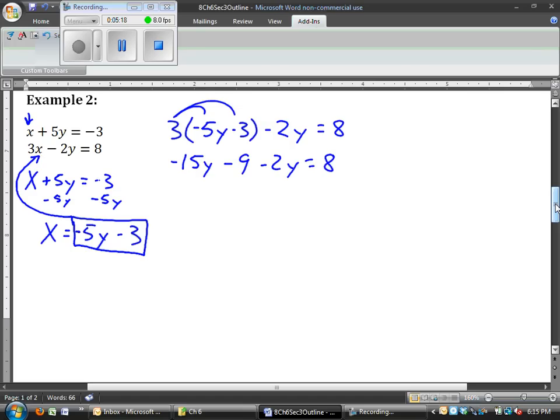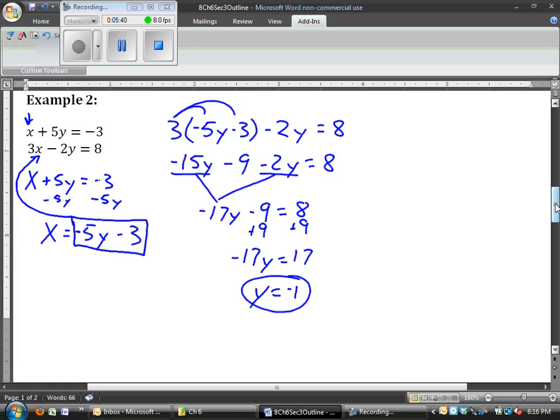Okay, distribute. Now we can combine our like terms. We have a minus 15 and a minus 2y. We can combine those to get a minus 17y. Minus 9 equals 8. Get rid of that minus 9. Negative 17y equals 17. So y equals negative 1.